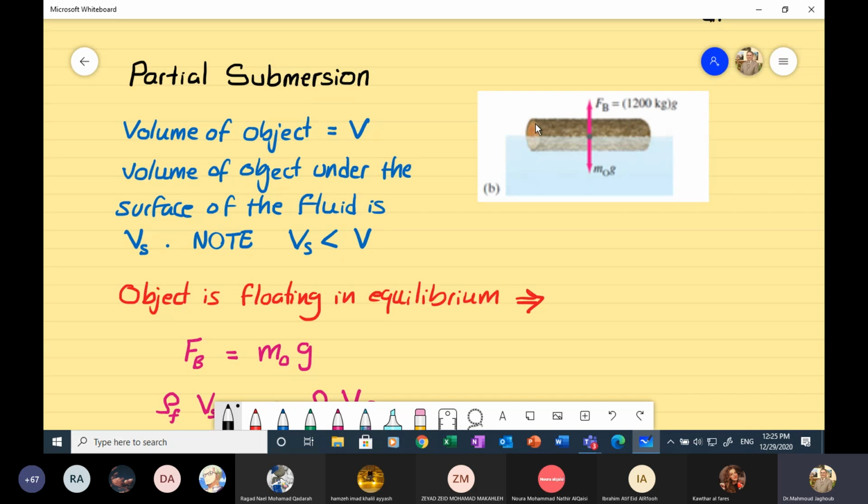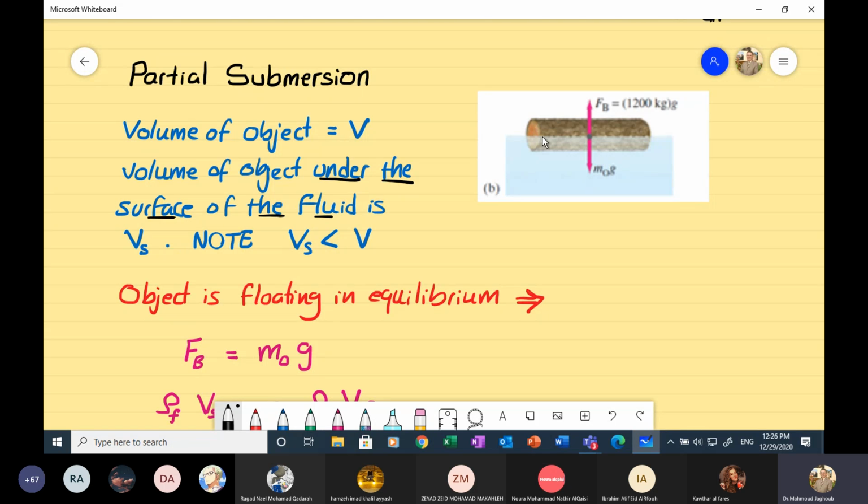Which is larger, the volume of the object or the volume of the object underwater? مين أكبر؟ Volume of the, أكيد the volume of the object. معناته the volume of displaced fluid يعني حجم السائل المزاح أقل من مين؟ من حجم الجسم كله. Okay? Let's see this example. Volume of object equals V. Volume of object under the surface of the fluid is Vs. We call it Vs. Okay? لأنه بيختلف. لكن Vs أقل من مين؟ من V.